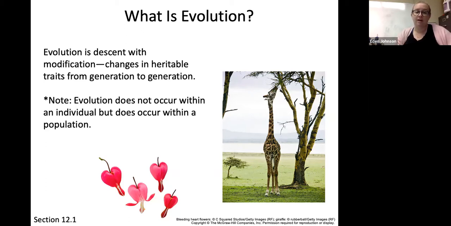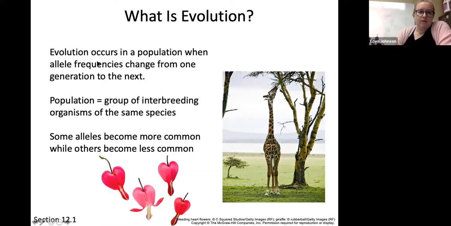Okay. So an individual cannot evolve. An individual can certainly change. You can grow, you can develop, you can change your points of view, you can learn, all of those things, but you're not evolving as an individual. So evolution occurs in a population when allele frequencies change from one generation to the next.